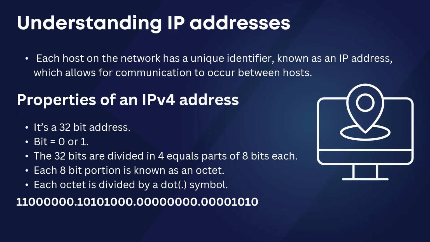But we humans don't understand binary so well. What we regularly use are decimal numbers containing characters from 0 to 9. So now we're going to learn how you convert any computer readable binary number to a human readable decimal number. This number here, 11000000, is actually equal to 192. This number 10101000 is equal to 168. This number, all zeros, is equal to 0. And this number, 00001010, is equal to 10.